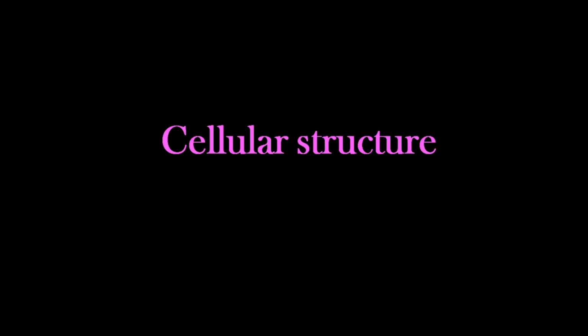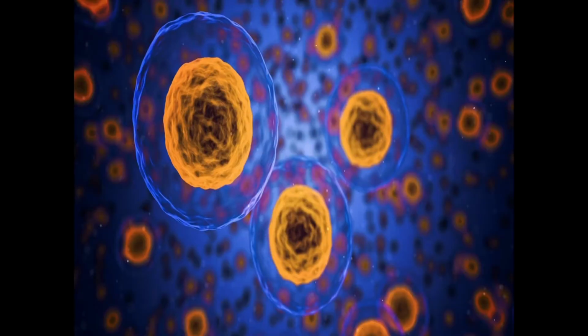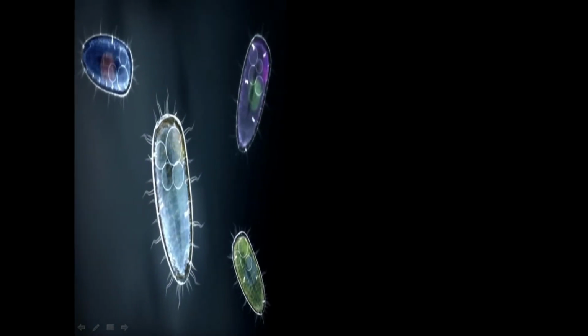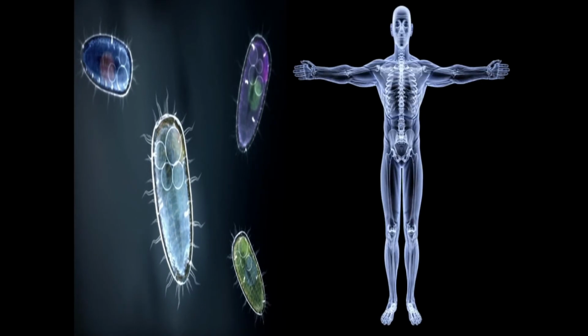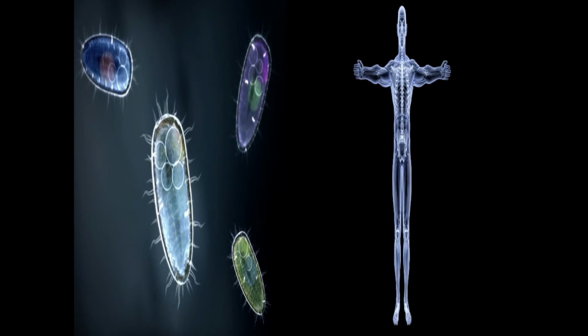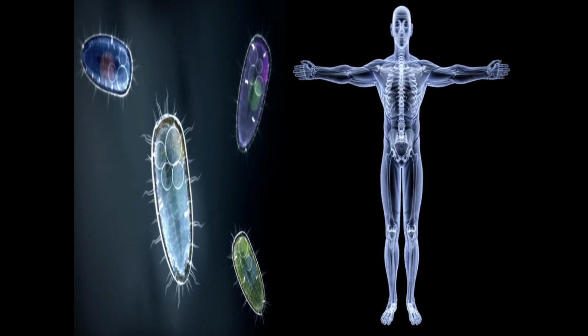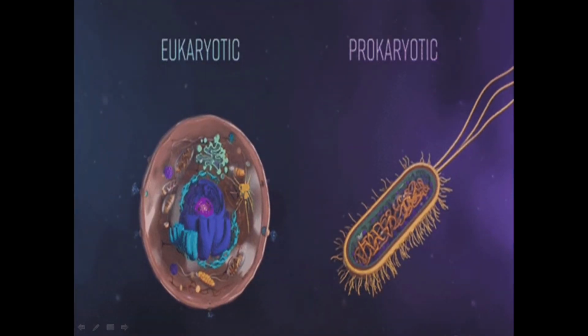Cellular structure. Every living organism is made up of cells. The cells are the basic structural and functional unit of life. The living organisms may have a single cell, called unicellular, or may have more than one cell, called multicellular. The cells may be primitive, called prokaryotic cell, or it may be highly organized, called eukaryotic cell.